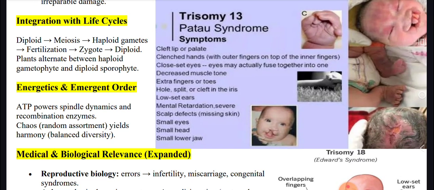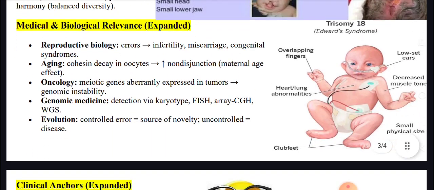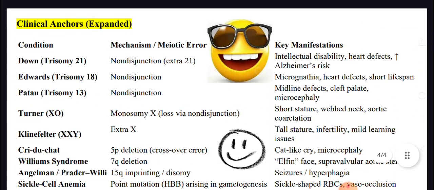And does it matter when that failure happens, meiosis I versus meiosis II? Oh, it makes a huge difference in the outcome. This is a critical distinction highlighted in the source material.